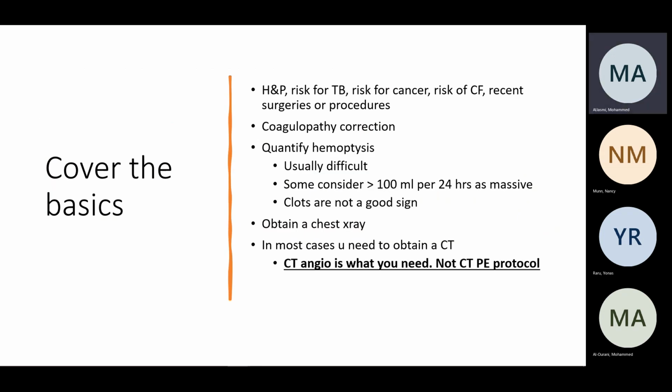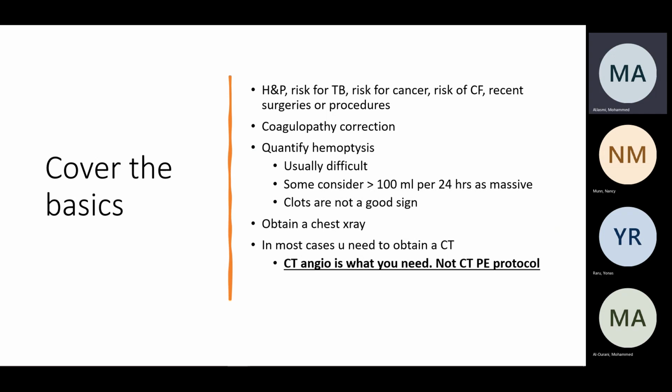The things that you need to do, of course, the basic stuff: history, risk of TB, you have to calculate the risk of cancer. You need to know what is the risk of having bronchiectasis, cystic fibrosis, coagulopathy. Quantify the hemoptysis. If it is significant and more than 100 mLs per 24 hours, this needs to be managed and stopped, irrespective of the etiology.